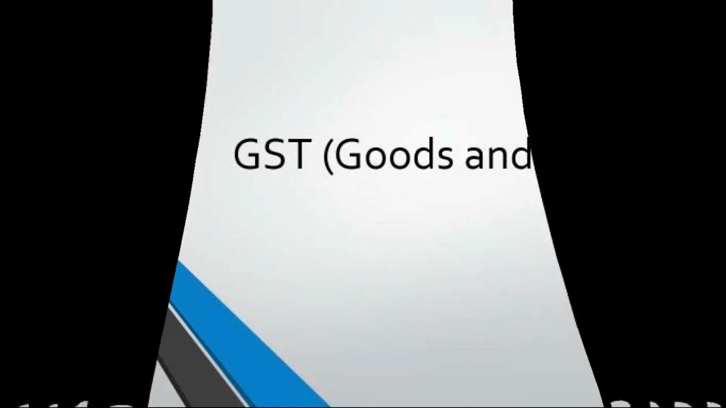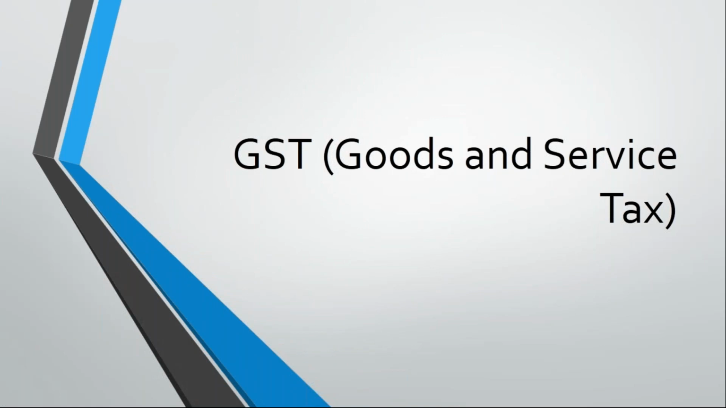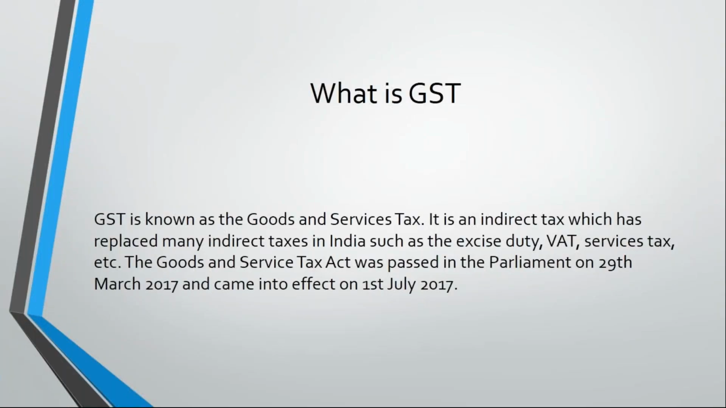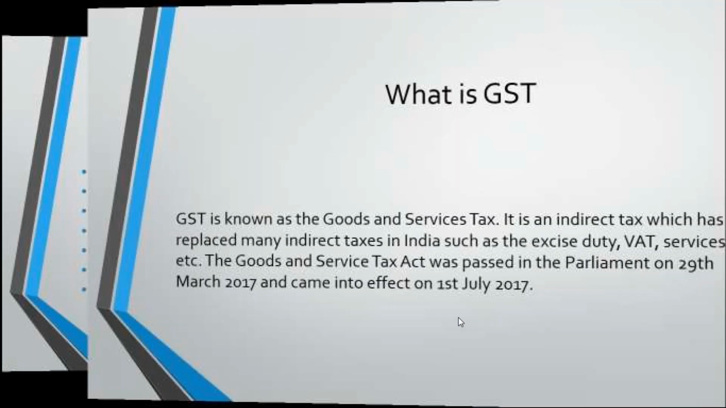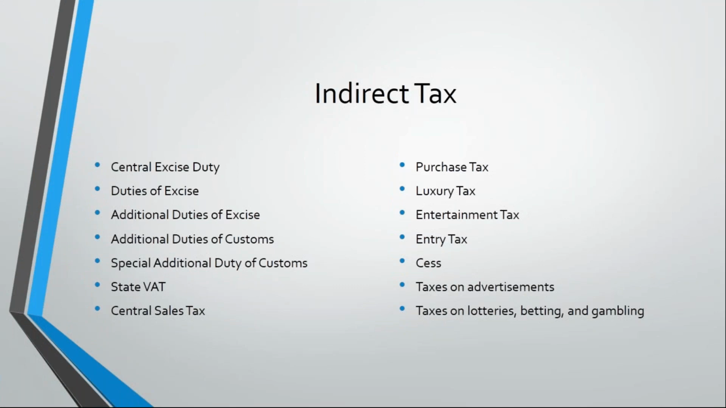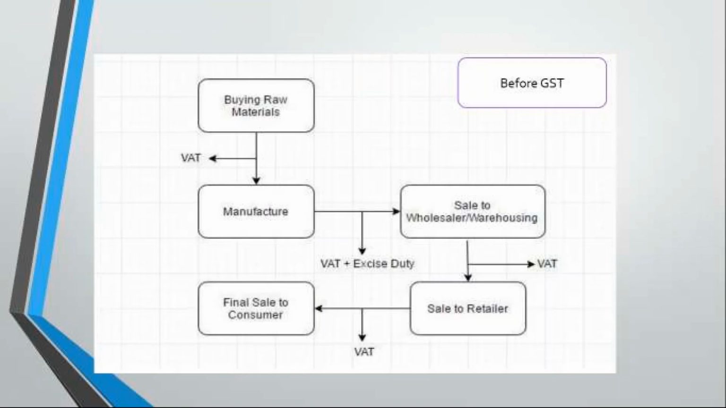Okay, see, I'm having goods and service tax. As I told you, goods and service tax is an indirect tax, and it has replaced many taxes such as excise duty, VAT, service tax, so many things. And this GST came into the picture on 1st of July 2017. Okay, and the next one, these are the indirect taxes that we had before GST. These are the taxes which we had, and they have been replaced by goods and service tax.